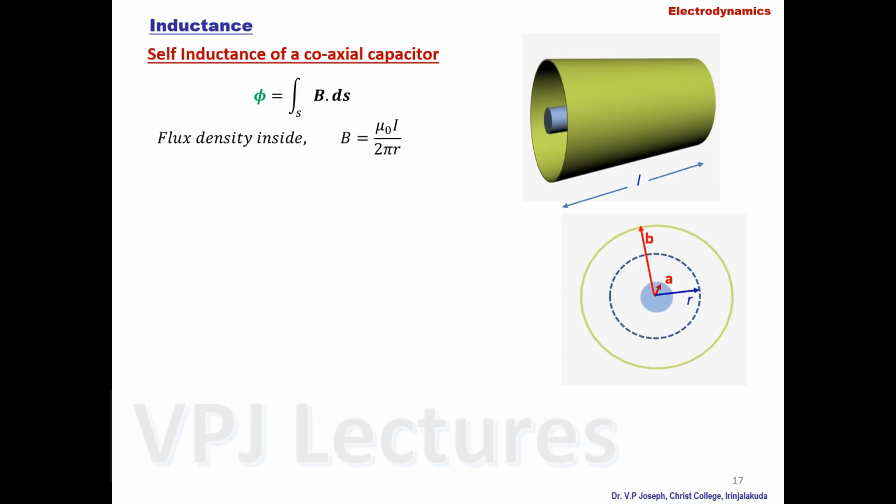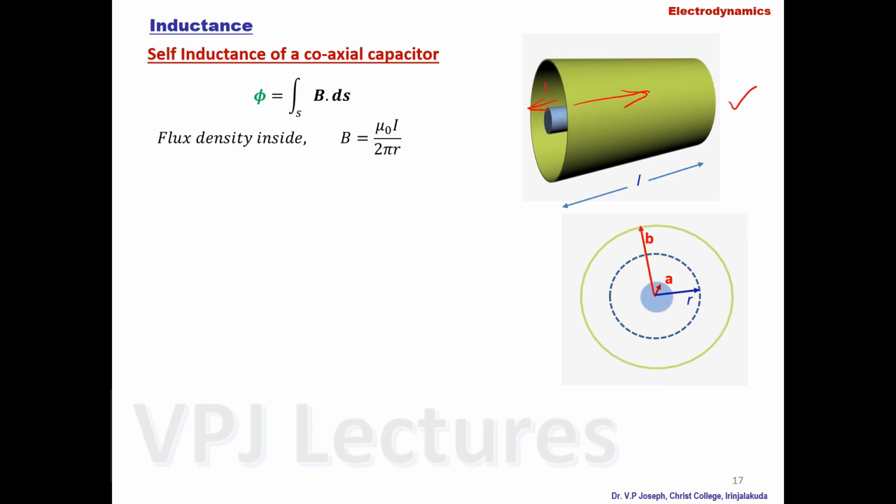So the example is like this. The figure is shown here. A section of the coaxial capacitor with inner conductor and outer conductor. We are assuming that current is flowing through the inner conductor and outer conductor. Through the inner conductor, let the current be in this direction. Then we can see that through the outer conductor it will be in the opposite direction, so that it behaves as a capacitor.